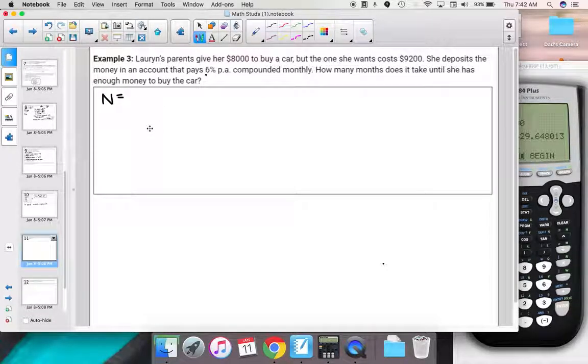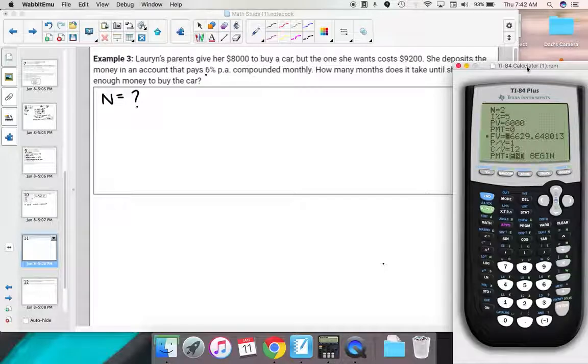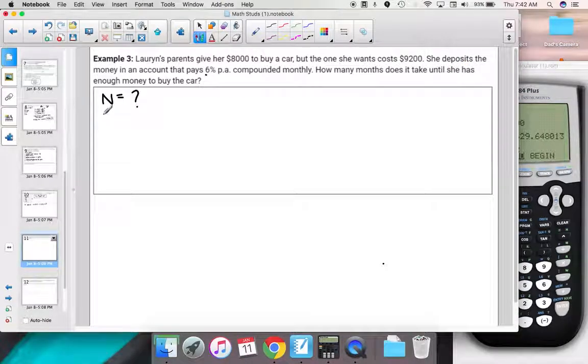For n is the number of years. Do we know how long she's going to leave her money in the bank? No, that's what we're trying to find. We're not sure how long it's going to take her to get $9,200. The next value here in our TVM solver is interest percent. And we're looking at 6% interest, so that's going to be 6.